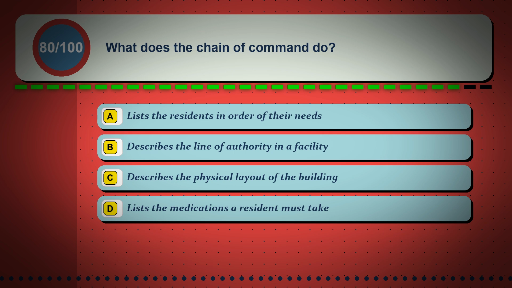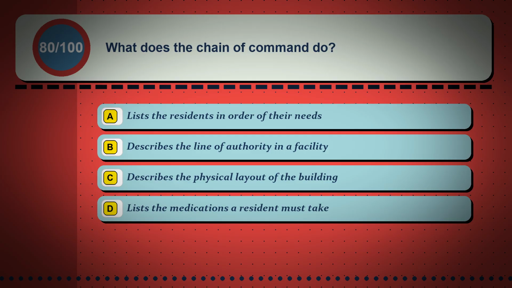Question 80. What does the chain of command do? Option A, lists the residents in order of their needs. Option B, describes the line of authority in a facility. Option C, describes the physical layout of the building. Option D, lists the medications a resident must take.